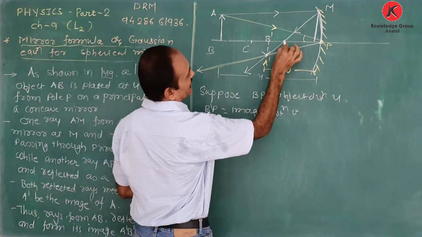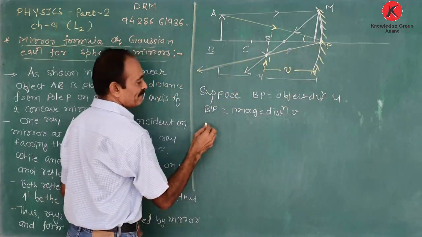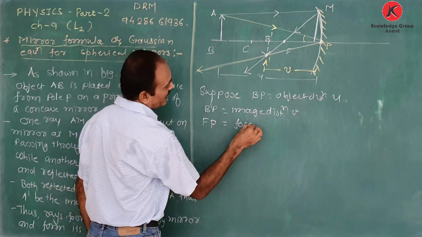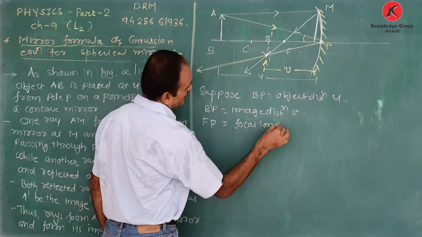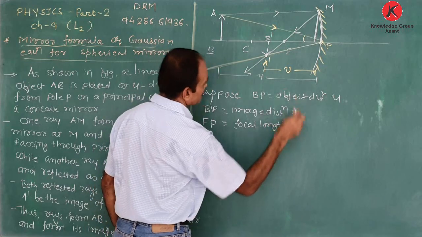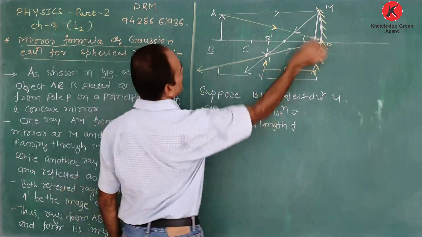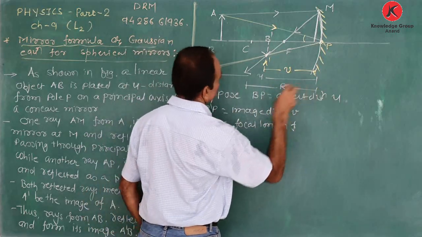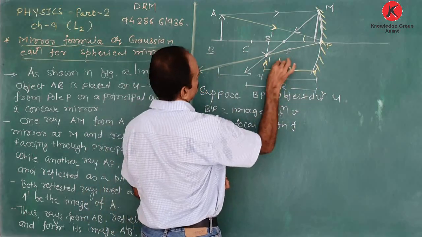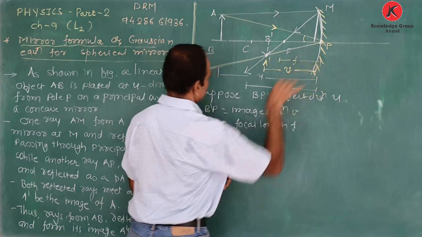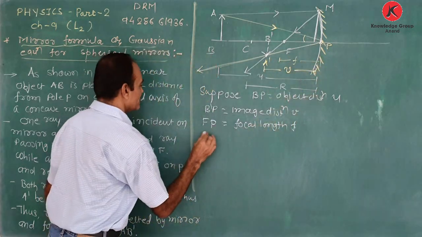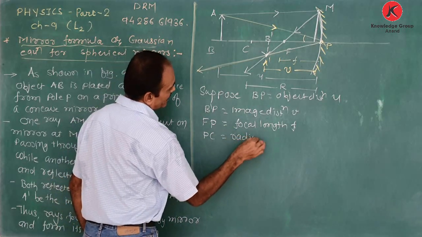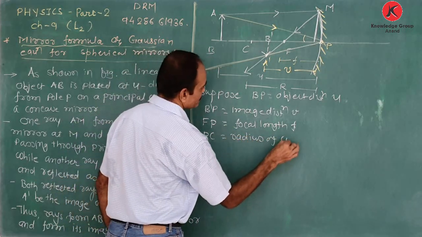Now, what is the distance between P and F, or FP? FP is equal to the focal length of the mirror, that is denoted by small f, and PC is the radius of curvature. And PC is equal to the radius of curvature.